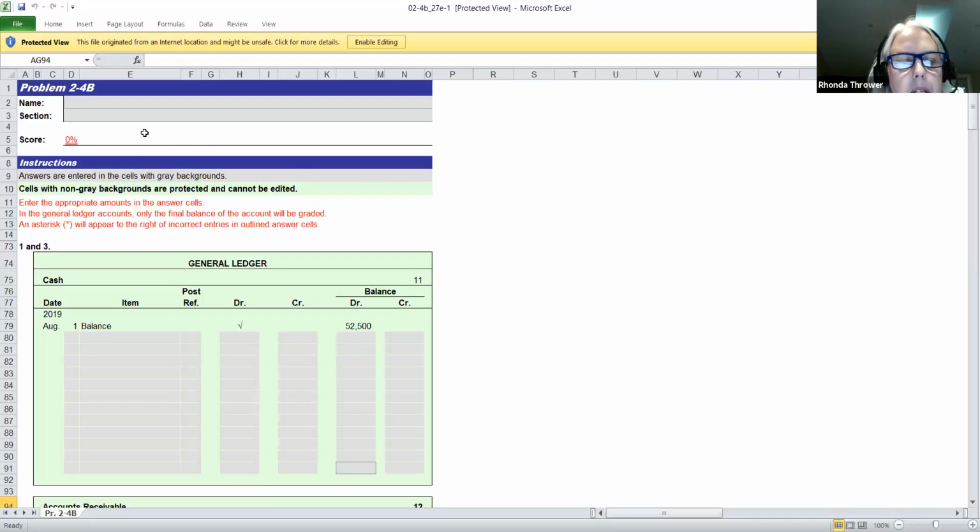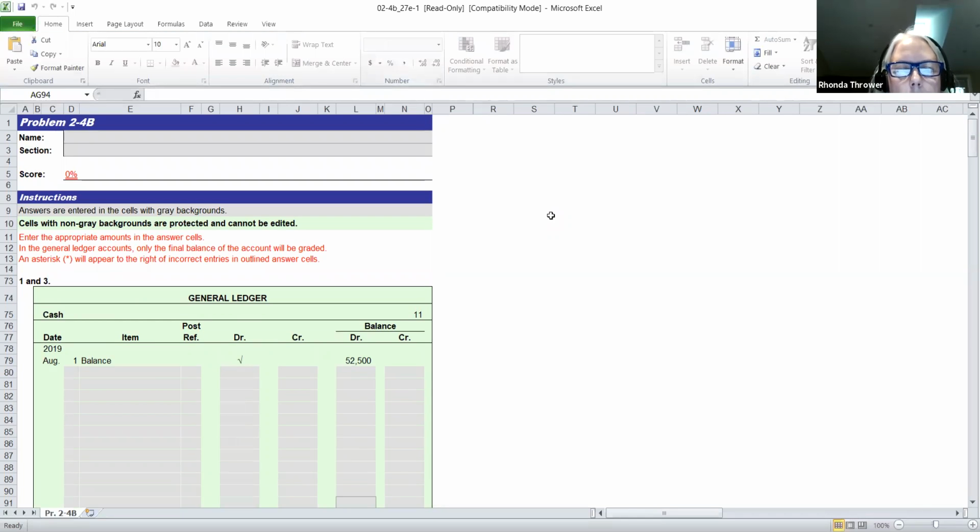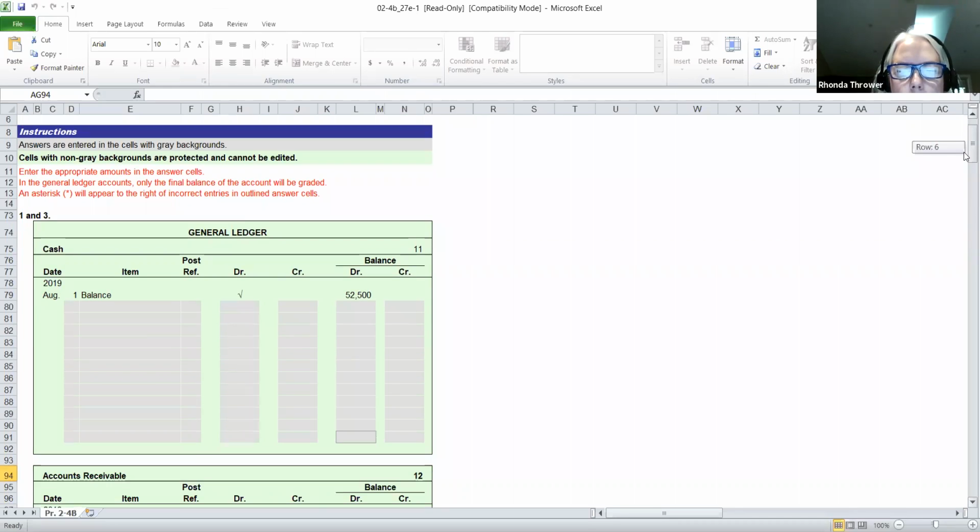So this is problem 24B, and it has instructions on there. It tells you to enter the appropriate amounts in the cells. In the general ledger accounts, only the final balance of the account will be graded. An asterisk will appear next to incorrect entries in outlined answer cells, so if you see an asterisk in red, you know you've done something wrong. Hopefully we won't see that now. Also, you should be able to see up here that you need to enable editing before you can write anything in this journal. So click on Enable Editing, and once you click on that, that little notice should go away and you should be able to enter information in the cells.